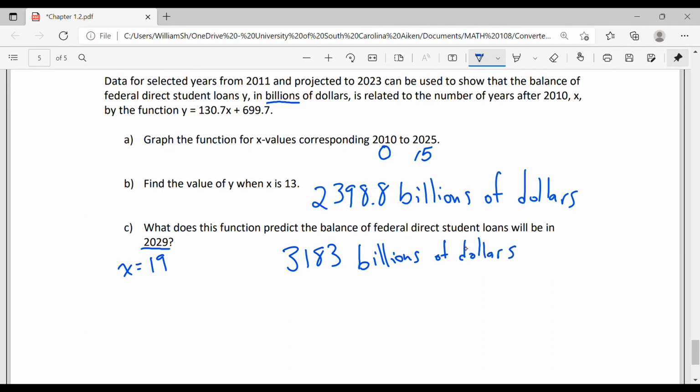It's a big difference between $3,183 and 3,183 billions of dollars.